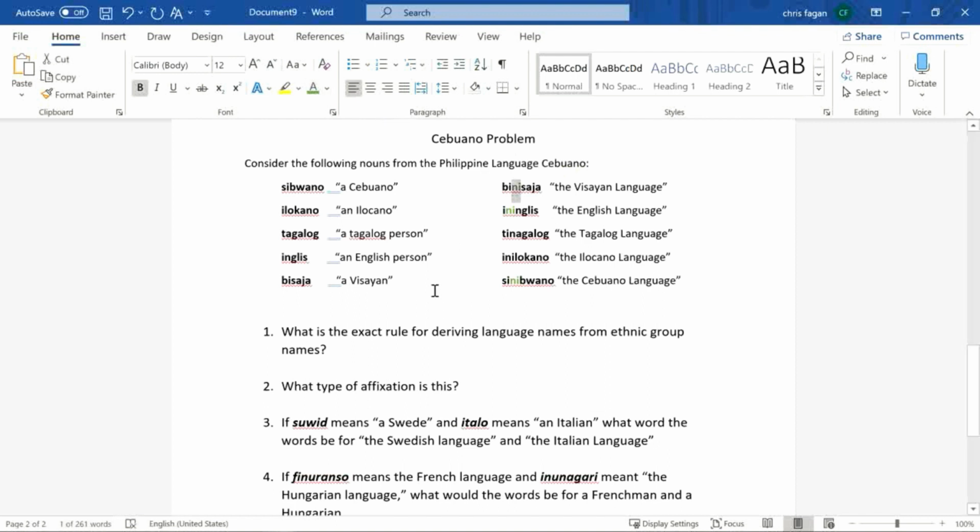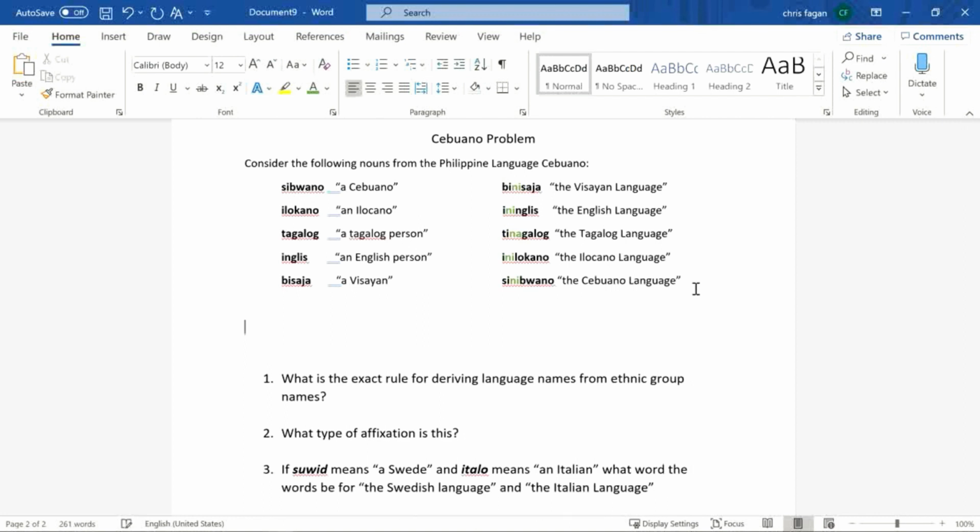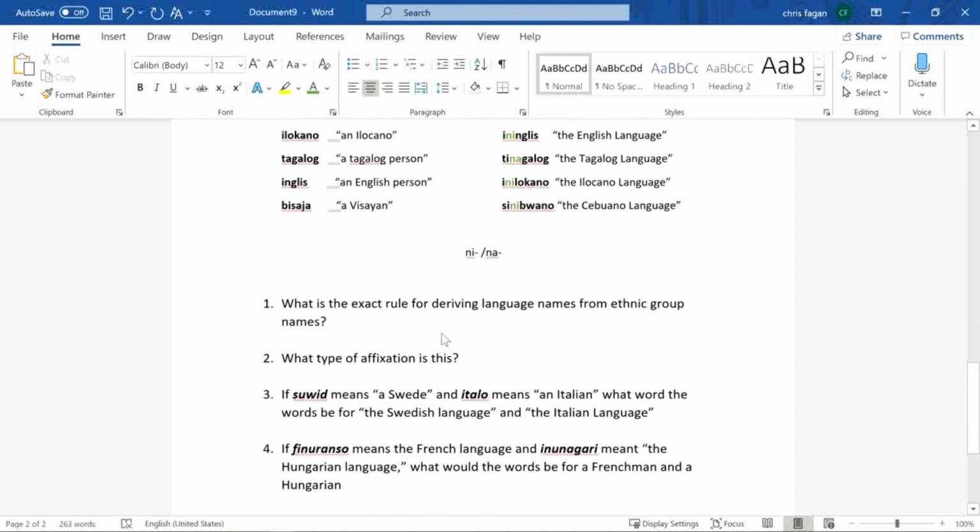And then I see Ilocano, Inilocano. And then I see Tagalog, Tinagalog. Okay, so instead of a totally different morpheme, this looks like it might be two different allomorphs that appear, two different alternations, ni and na. Might be two different forms of that same morpheme.